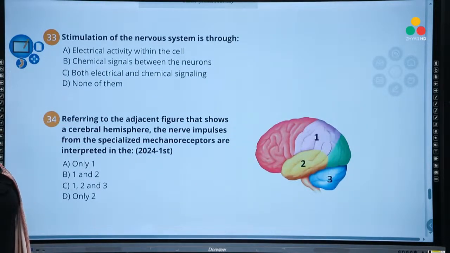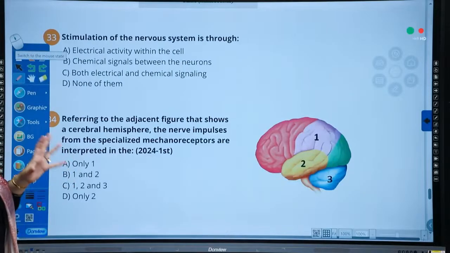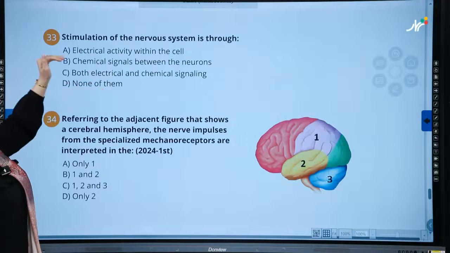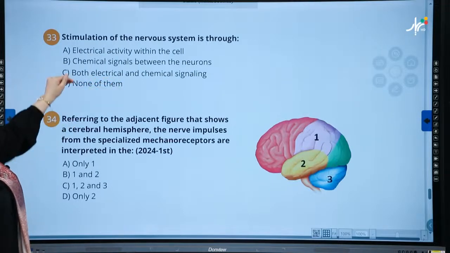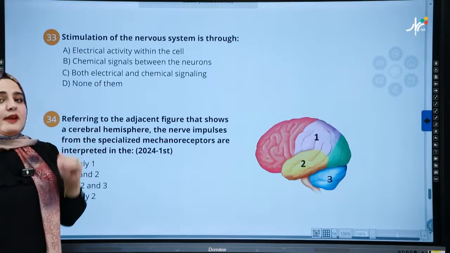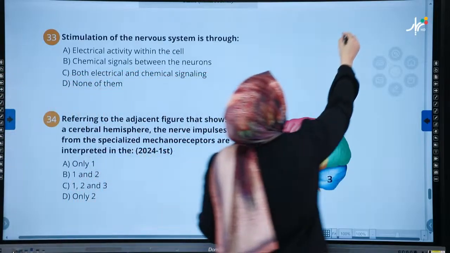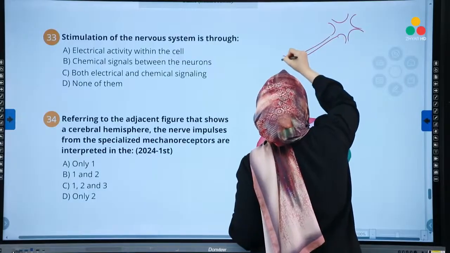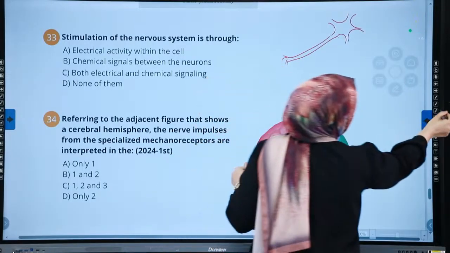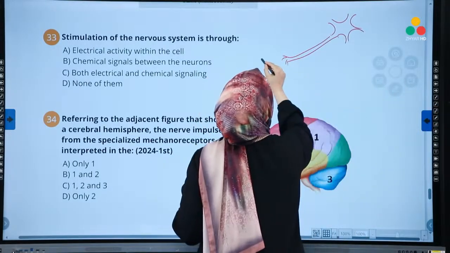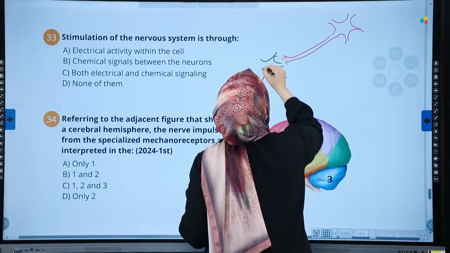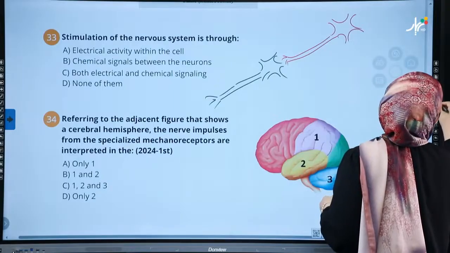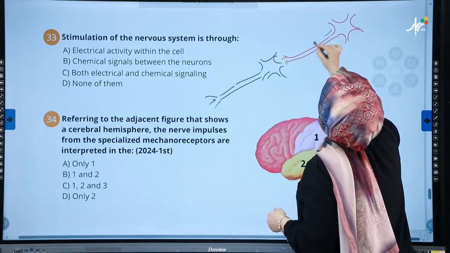All right. It says stimulation of the nervous system is through what? Electrical impulse within cell, or chemical signals between cells, or both of them, or none of them. See, if you have 2 neurons that are communicating, let's draw neurons. This is the first one, and this is the second one. Let's make it black, okay? They are communicating with axons and dendrites. You see, electrical impulses are only in the axon.